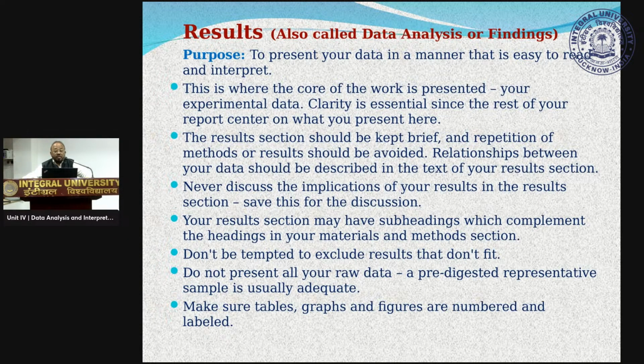In your result section, you make a table, and on the table you have to narrate what the table depicts, what the table says in your interpretation, and then you can also put a diagram or a figure below the table, and that has also to be explained and properly titled. Never discuss the implications of your results in the result section. Save this for the discussion part. So your result section may have subheadings which complement the headings in your material and method section.